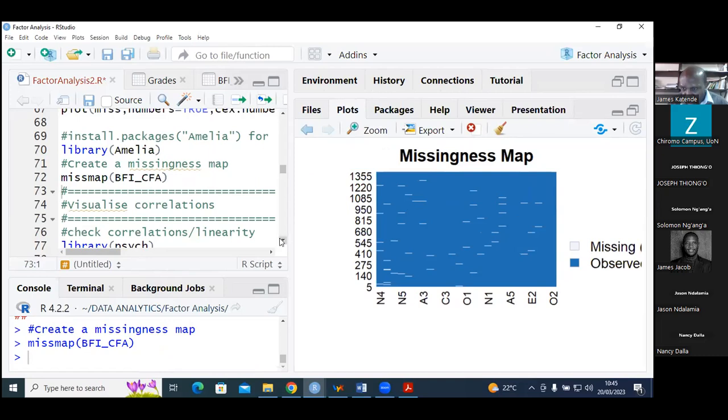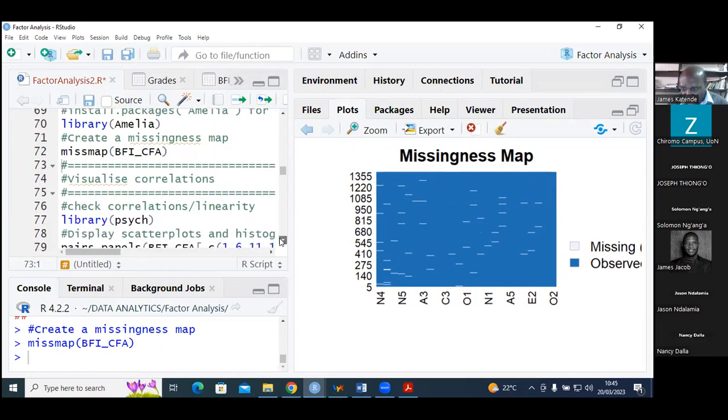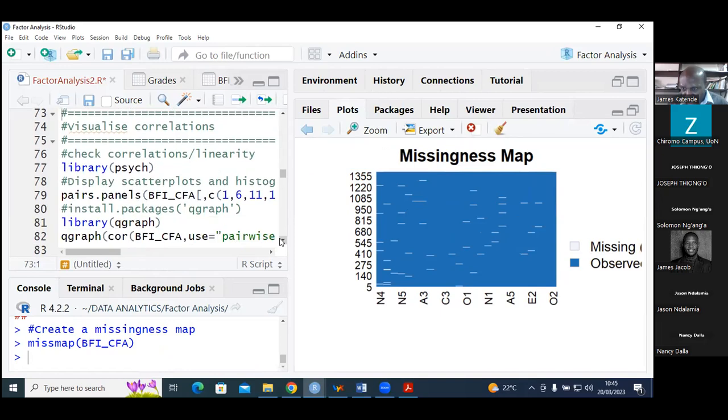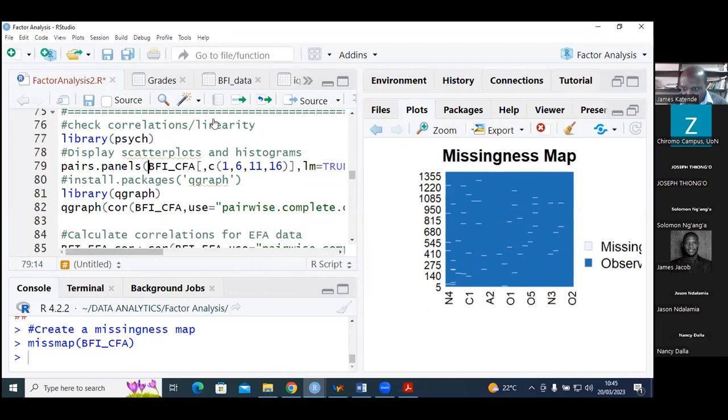So the correlations normally tell us whether factor analysis would be useful. If the variables, or at least some of the variables, are correlated, it means factor analysis may be useful. But you don't want the correlation to be too high also. If the correlation is too high, it's a bad thing.